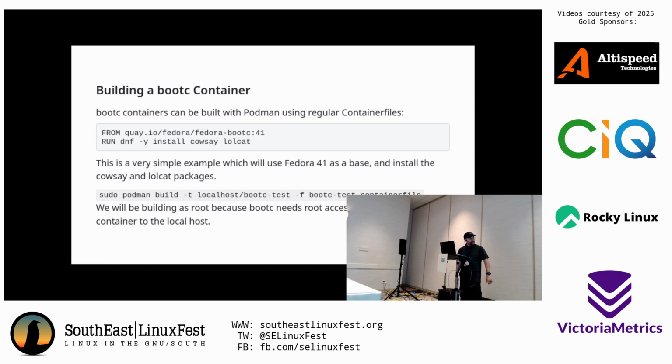This is just a very simple container build file, and we are going from the Fedora Bootsy image, and we're just installing Cowsay and Lolcat. So very simple, taking the base image and installing these 2 packages to it. And to build it, this is a podman build command, just like you're building a regular container. I'm tagging it with localhost bootsy-test, and then pointing it at the bootsy-test container file.